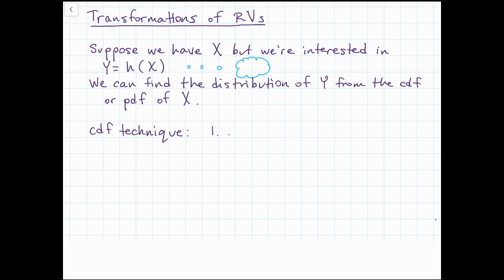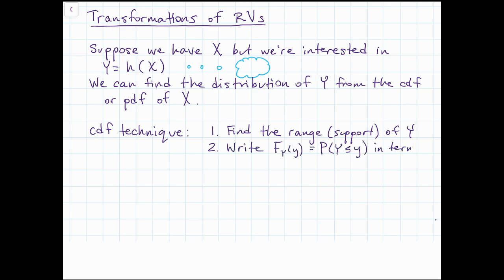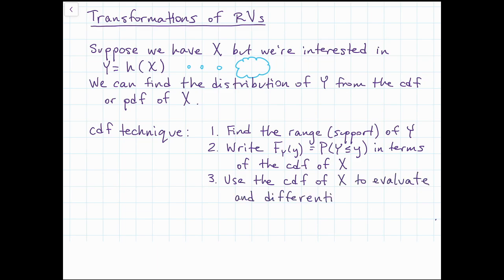The first way is called the CDF technique. Step 1 is to find the range or the support of the random variable y. Step 2, we want to write the CDF of y in terms of the CDF of x. And the exact way that that goes will depend on what that relationship is, what that function h is. And then finally, we want to use what we know about x to evaluate the CDF of y. And then, of course, we can differentiate if we want to get the PDF.